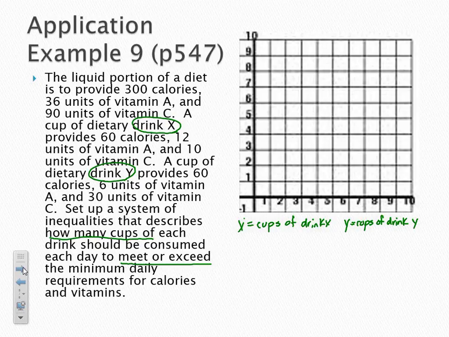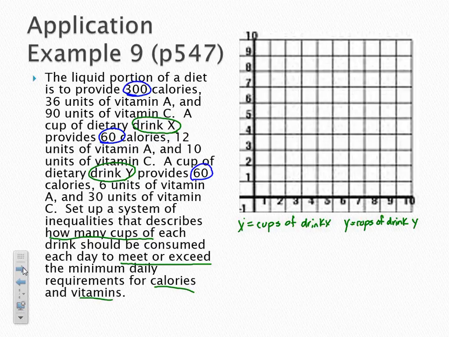So now we need to write some inequalities that would describe all the information that we're being given here. If I go back again to the question, it says we want to meet the minimum daily requirements for calories and vitamins. So let's start out with calories. It tells me that I need to provide 300 calories. If I keep reading through, it tells me that drink X provides 60 calories, and that drink Y provides 60 calories as well.